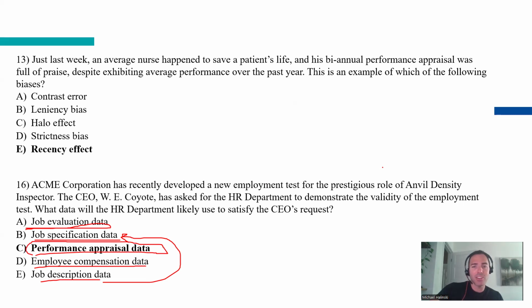The only challenging thing in here is that there is actually no reference to performance appraisal. So the big clue or cue that you would use is the idea that you're trying to establish, identify, or demonstrate the validity of a particular form of employment test. That validity is what you're trying to collect.